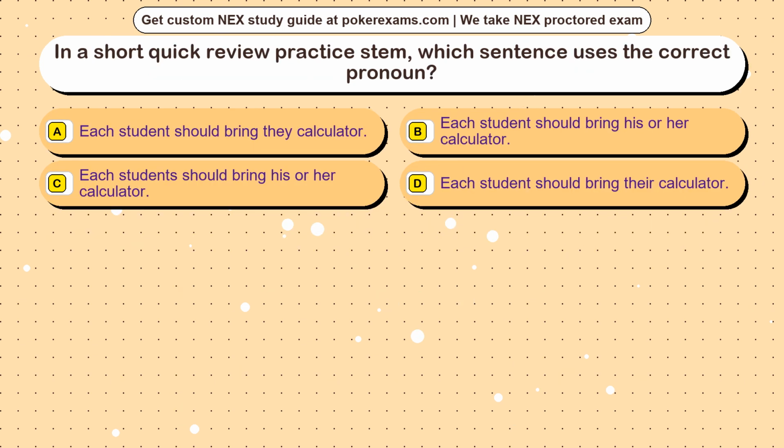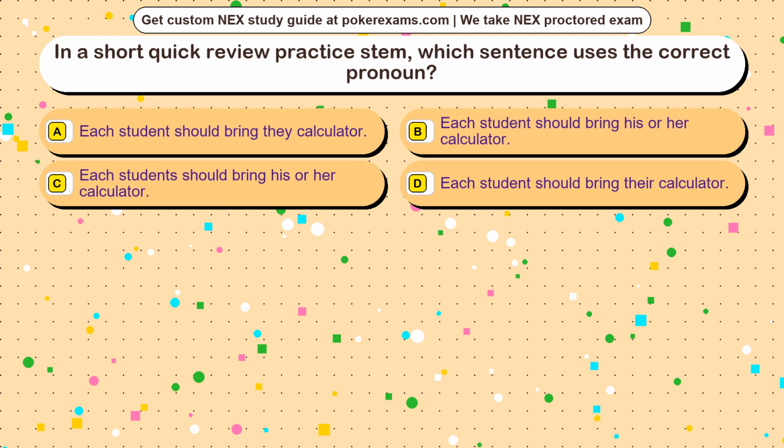Question 14. In a short quick review practice STEM, which sentence uses the correct pronoun? Option A. Each student should bring their calculator. Option B. Each student should bring his or her calculator. Option C. Each student should bring his or her calculator. Option D. Each student should bring their calculator.